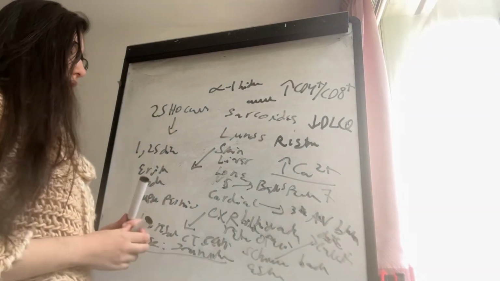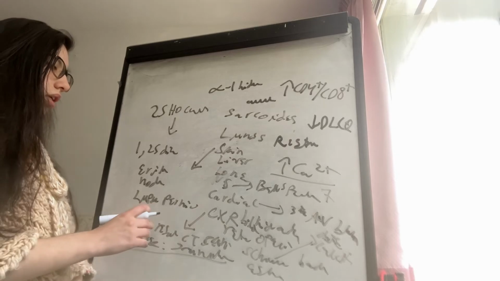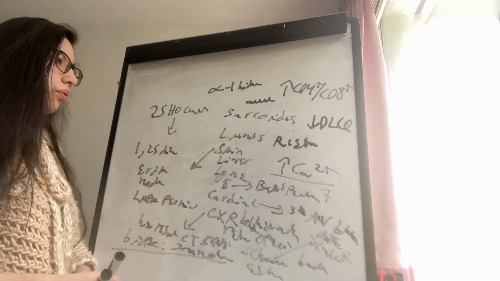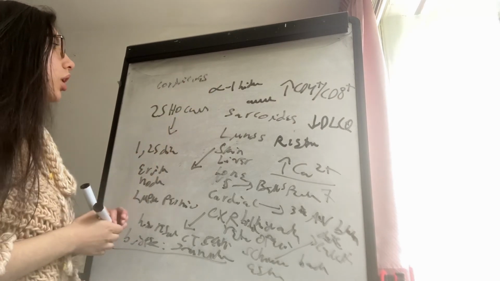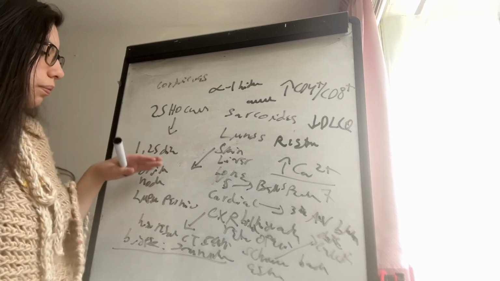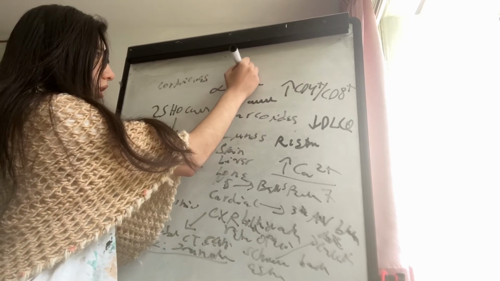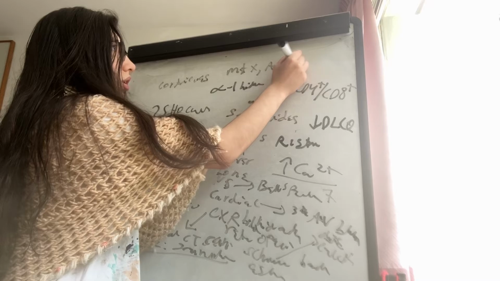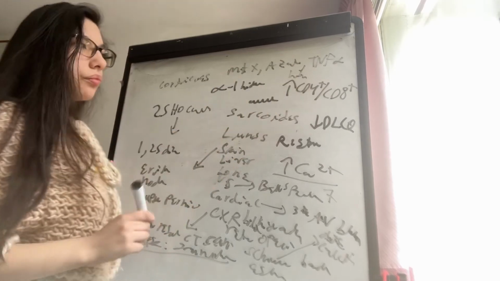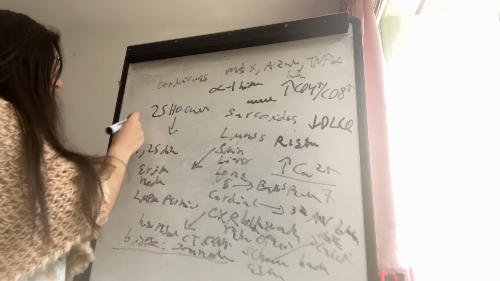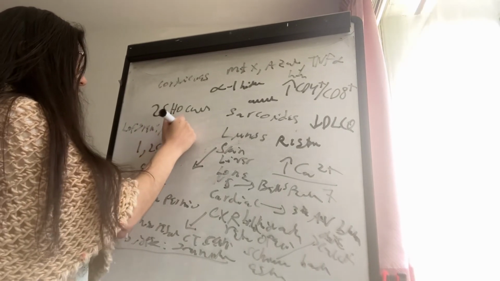The treatment could be just observation if the patient is asymptomatic. If the patient has deteriorating lung function, we could give corticosteroids. If the patient is very severe, then we give immunosuppressant therapy like methotrexate or azathioprine or tumor necrosis factor alpha inhibitors. And for something called Löfgren syndrome, the treatment is just NSAIDs.